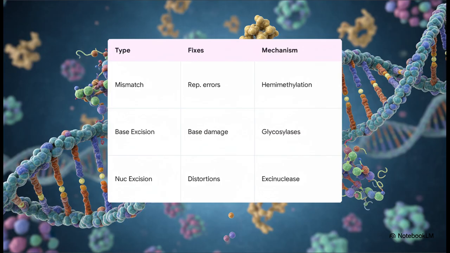The big question is, how does the machine know which strand is the old correct one and which is the new typo? Well, it cleverly uses hemimethylation. For a brief little window, the old parent strand still has methyl tags on it, while the newly synthesized strand does not. The repair crew reads these tags, knows to leave the old master blueprint alone, and only makes its cuts on the new unmethylated strand. Nature is just incredibly smart.